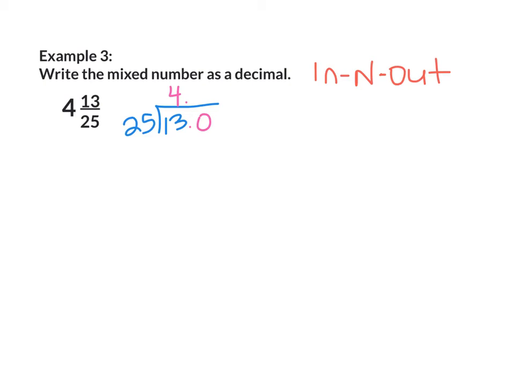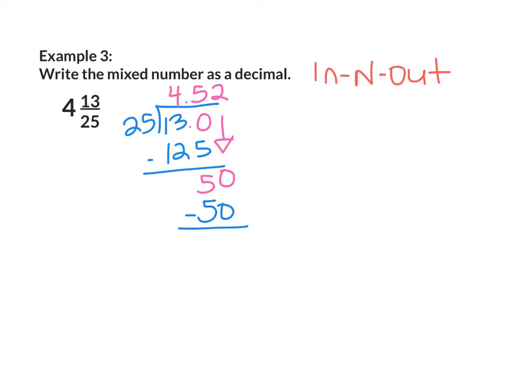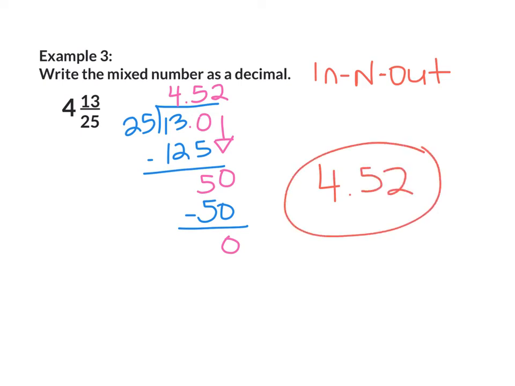25 can go into 130, 5 times. 25 times 5 gives me 125. I'm going to subtract. 130 minus 125 gives me 5. I'm going to bring down another 0. 25 can go into 50, 2 times. 25 times 2 gives me 50. I'm going to subtract. 50 take away 50 gives me 0. That means my answer is 4.52, or 4 and 52/100ths.